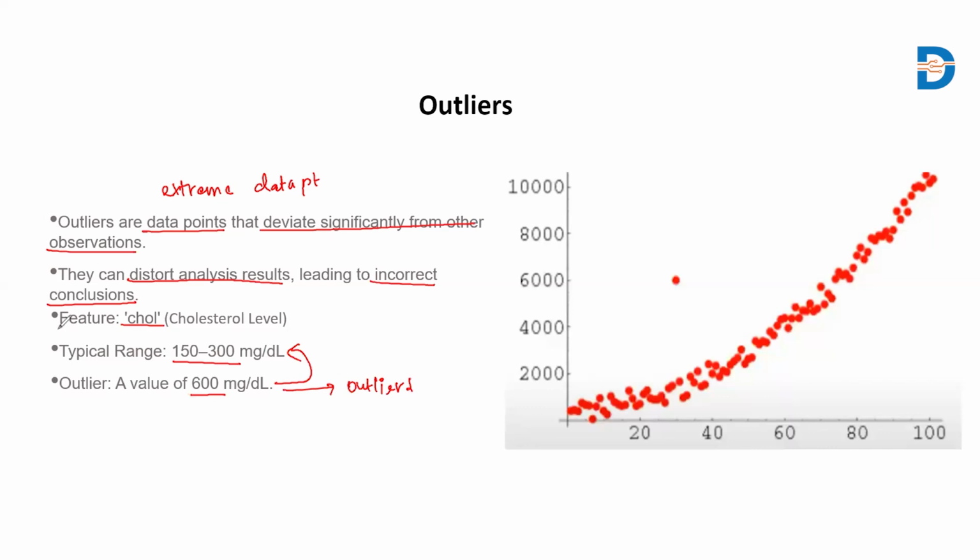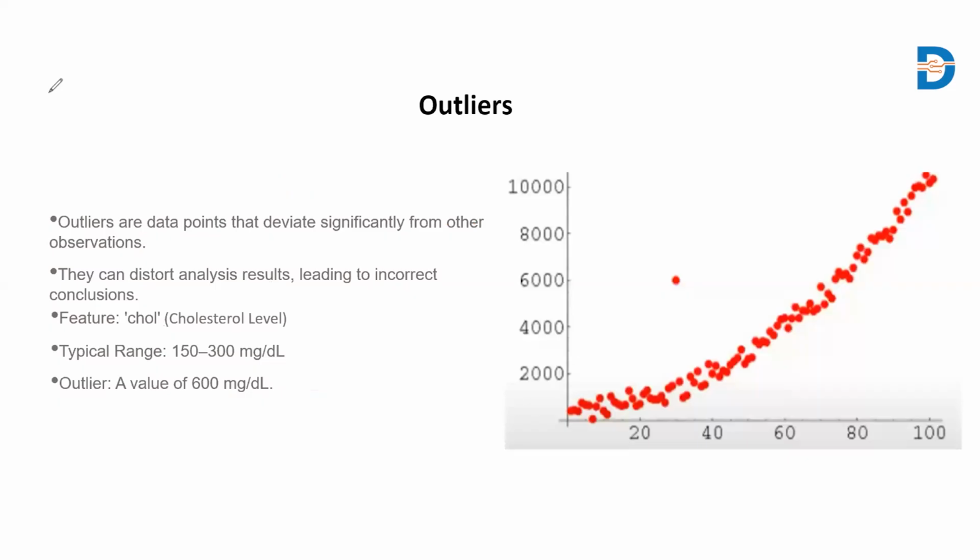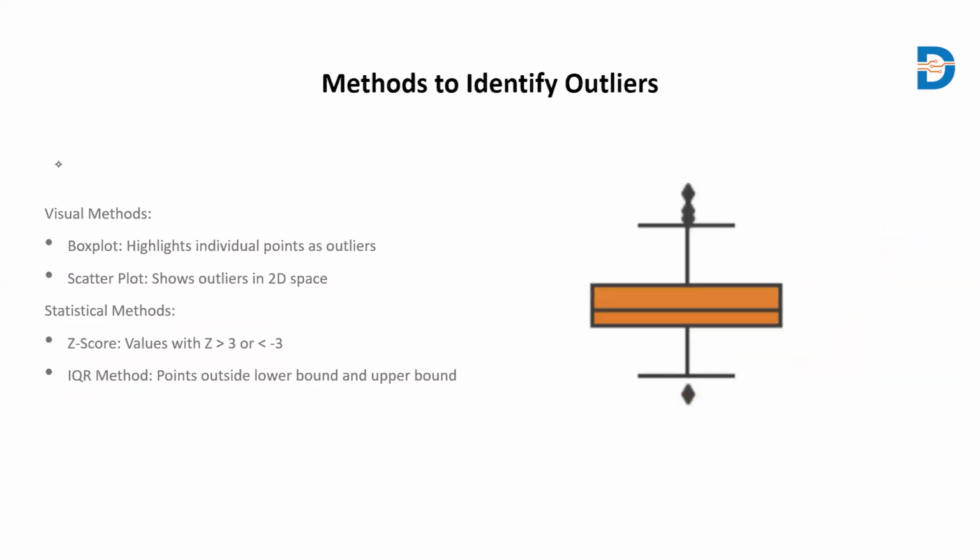So there are different methods to handle those outliers. Let's discuss them. There are basically two methods. One is the visual method and the other is the statistical method. In the visual method, we'll be making use of matplotlib or Seaborn. Under it, we'll be making use of the box plot. That is the best way to visualize the outliers.